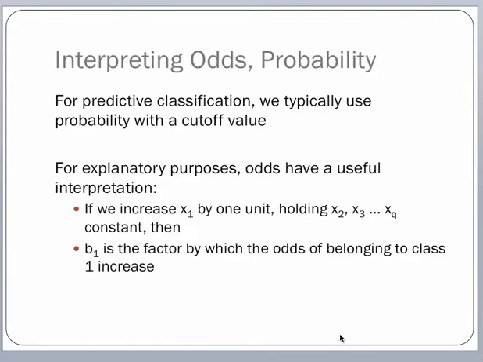So for predictive classification, we typically use a probability with a cutoff value. In explanatory modeling, we're really more concerned with interpreting the coefficients, and odds have a useful interpretation. The interpretation is that, for instance, let's consider beta 1. If we increase x1 by 1 unit, holding the other values constant, then beta 1 is a factor by which the odds of belonging to class 1 increase.